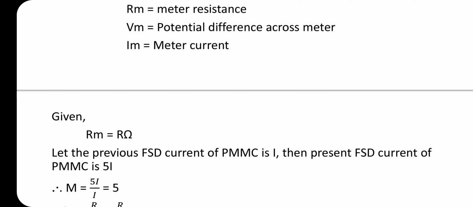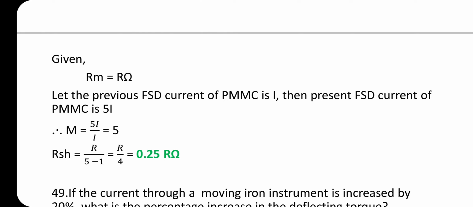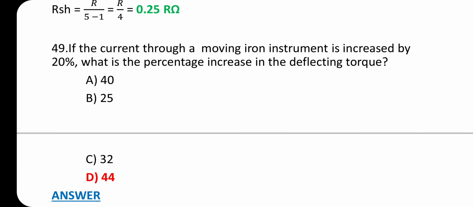Given Rm equal to R ohm, let the previous FSD current of the PMMC be I, then the present FSD current of the PMMC is 5I. Therefore, M equal to 5I by I, we get M as 5. Substituting the value of M in the equation, we get R by 5 minus 1 equal to R by 4, which is equal to 0.25 R ohm.